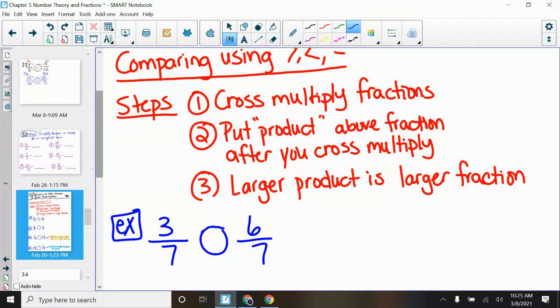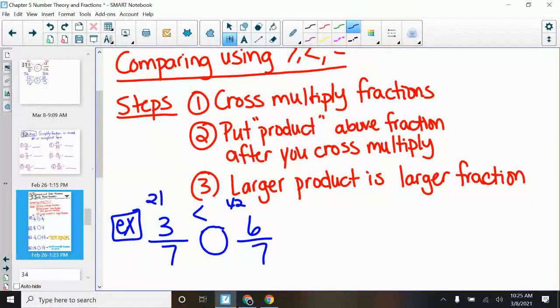Use cross multiply to solve. You're going to multiply your 3 as a numerator by the 7 across from it and get what? 21. Go the opposite direction. You have the 7 as the denominator by the 6 as the numerator, and you get 42. What's bigger, 21 or 42? 42. So that means in this example, the first fraction is smaller than the second one.